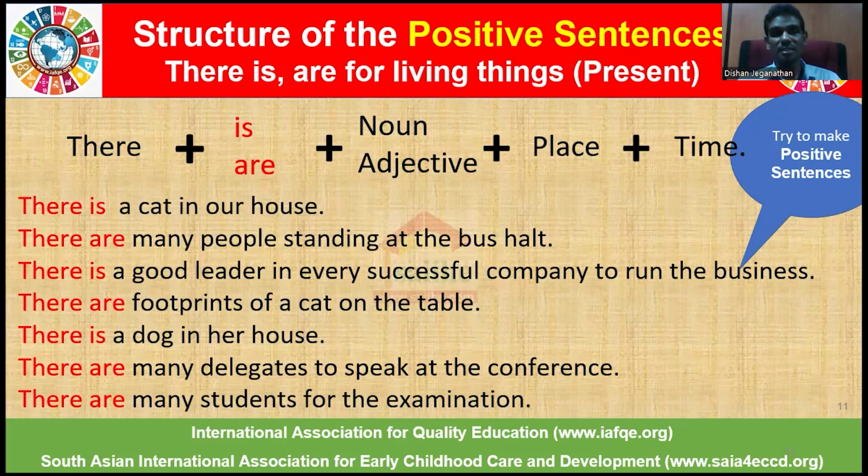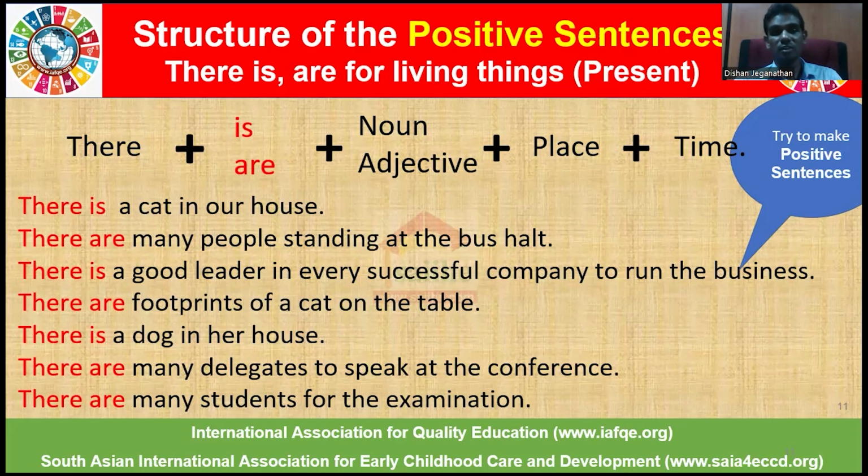The example goes as, there is a cat in our house. Cat is a living thing and it is singular. Hence, we make use of is. There are many people standing at the bus halt. The noun is people, living things. And when you say many people, you know there are more than one. Therefore, we make use of are. There is a good leader in every successful company to run the business. So leader is singular and good is the adjective. Since it's singular, we make use of is.